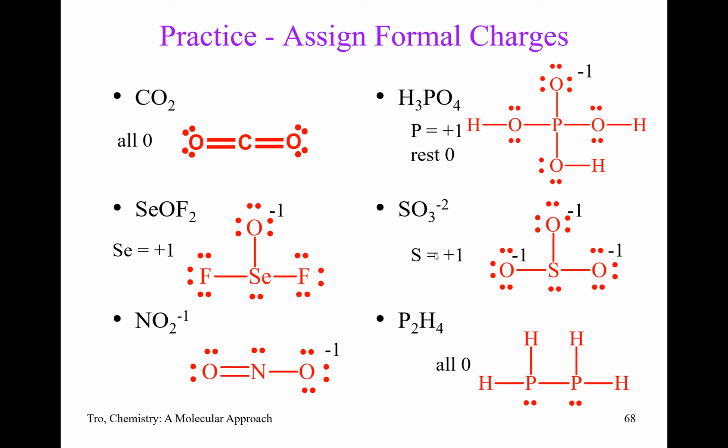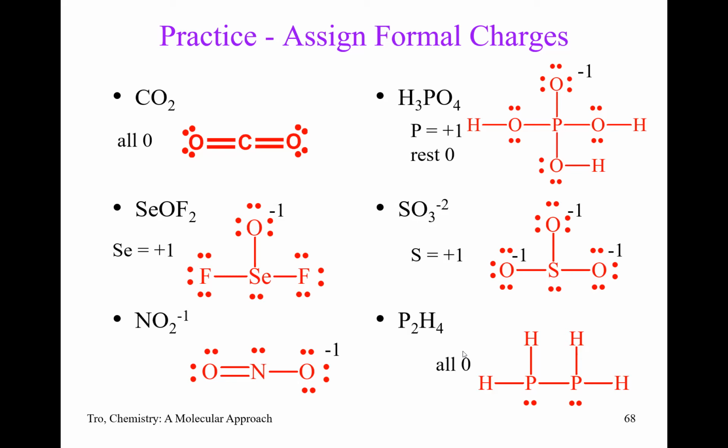This is sulfite, a polyatomic ion. All 3 oxygens are at -1 formal charge, 1 bond, 3 lone pairs. But the sulfur, which should normally be just like oxygen, 2 lone pairs, 2 bonds, has 3 bonds and 1 lone pair. So our sulfur gives us a +1, each of the oxygens a -1, and overall a -2.